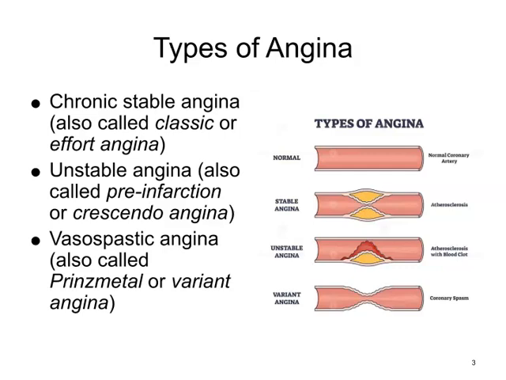In that case, Prinzmetal or variant, many different names, but it's caused by spasming of the coronary vessels, and it can lead to some trouble for sure, but it's not very common. Only 2% of all angina cases are Prinzmetal, and the treatment is pretty much the same.